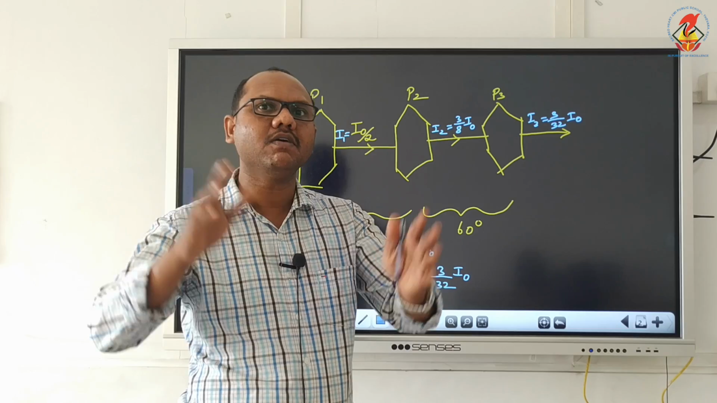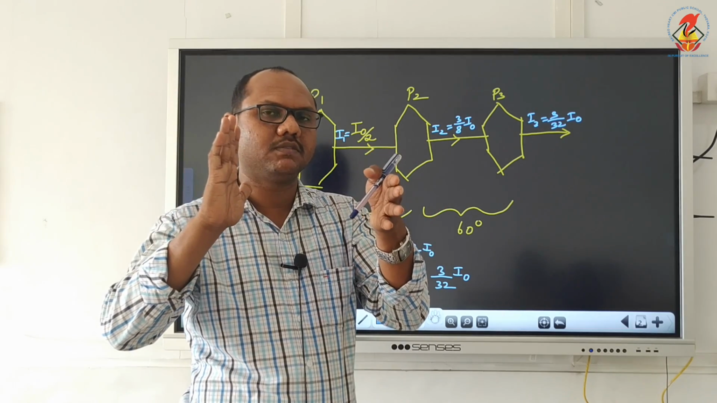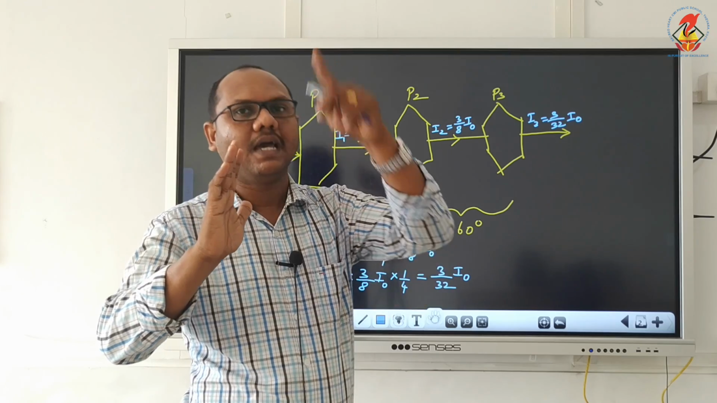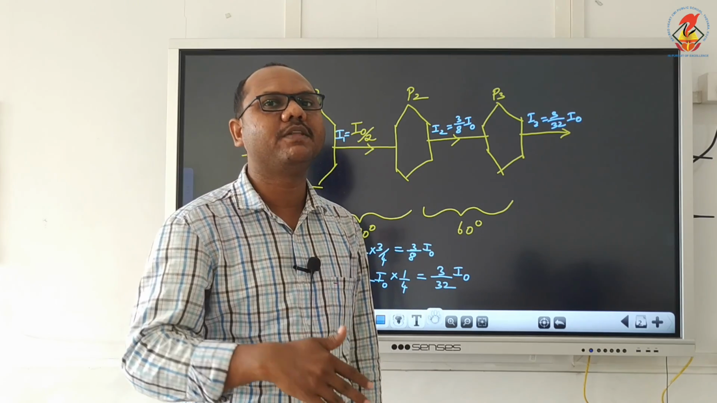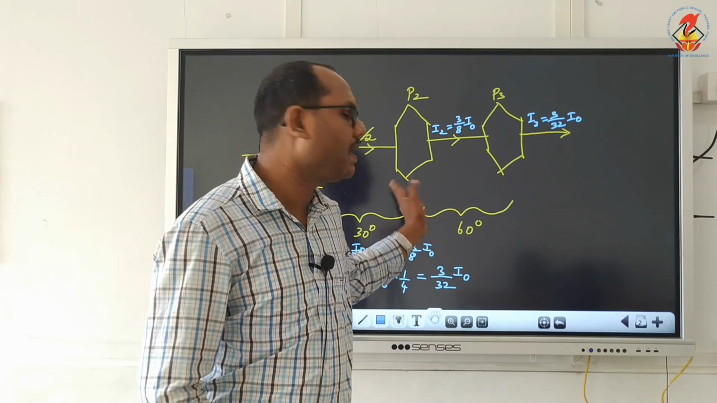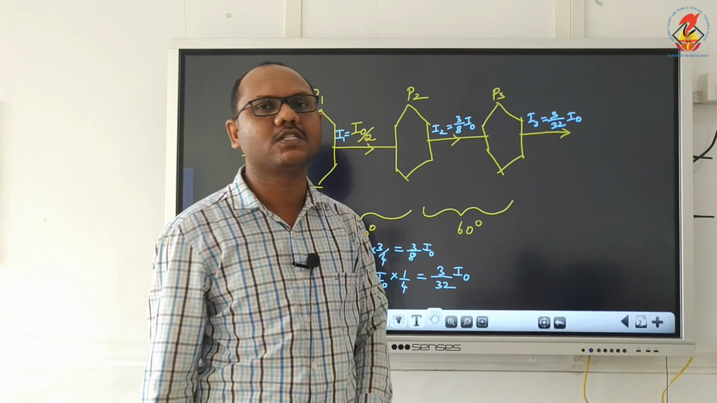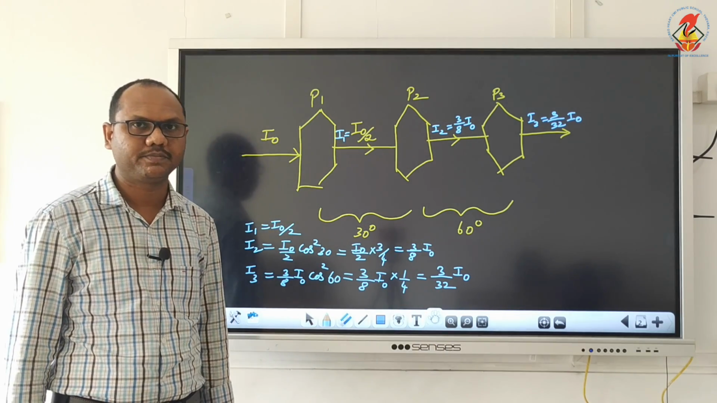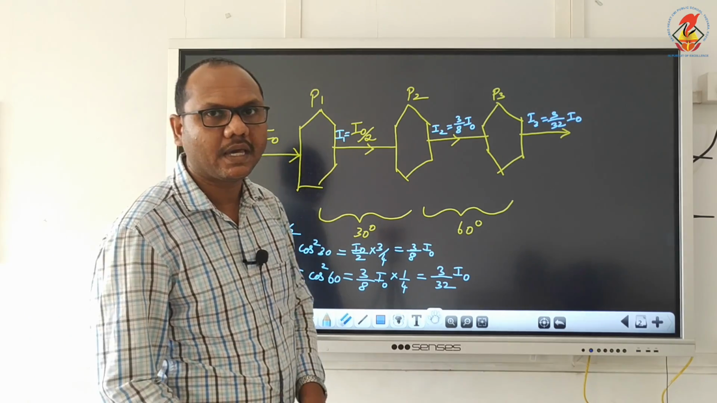So, first they give two crossed Polaroids, two perpendicular Polaroids, crossed Polaroids. Then a third Polaroid is kept in between and they will give an angle like this, and by using Malus law you will be able to find the intensity in this format. Okay.